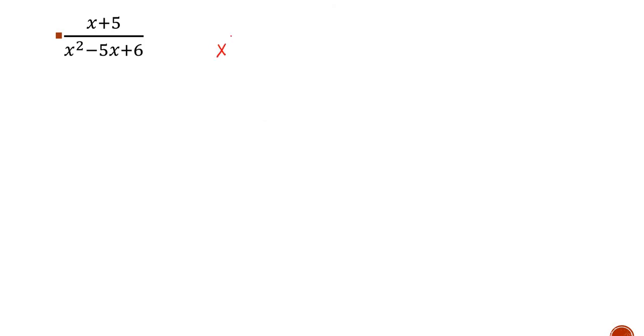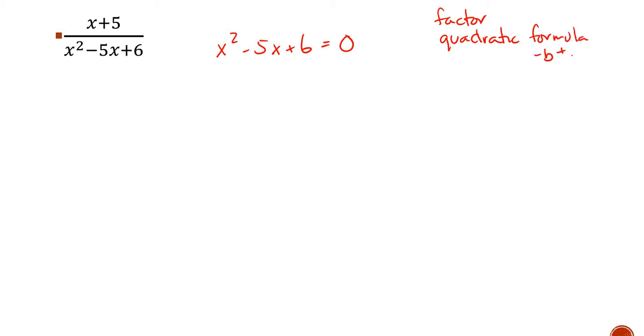We'll try a couple more. Now, the denominator of this one is a quadratic expression. We've been working on quadratics and setting a quadratic equal to 0 and solving it. So you should know that you have several choices here. We can factor to solve it. We can use the quadratic formula, negative b plus or minus the square root of b squared minus 4ac over 2a. Or we can use completing the square.